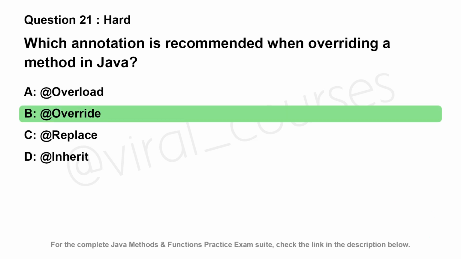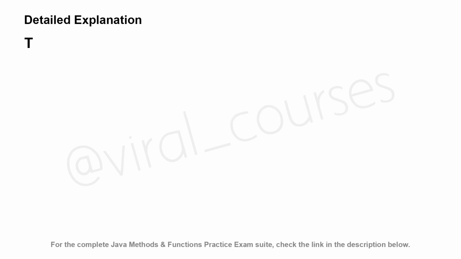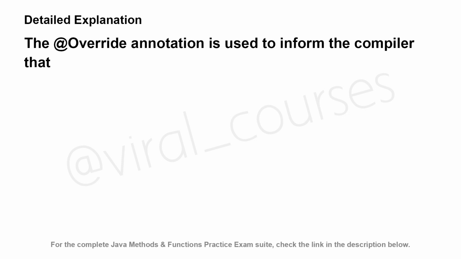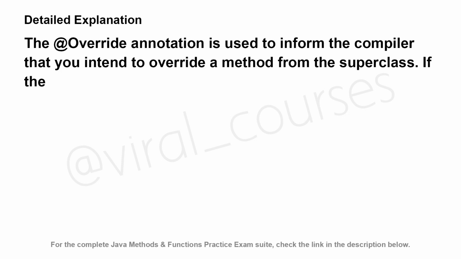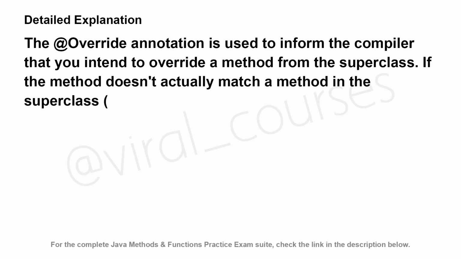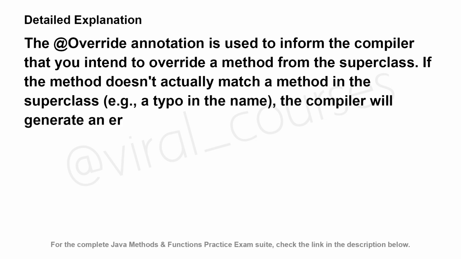The correct answer is B. The at override annotation is used to inform the compiler that you intend to override a method from the superclass. If the method doesn't actually match a method in the superclass, e.g., a typo in the name, the compiler will generate an error, preventing subtle bugs.